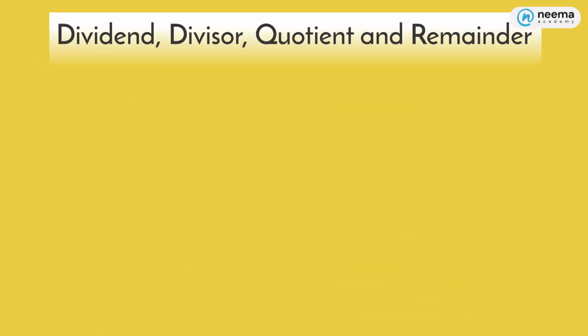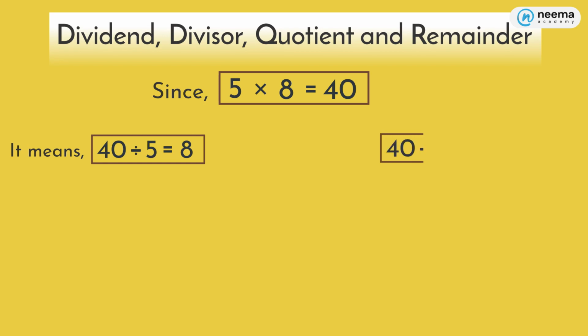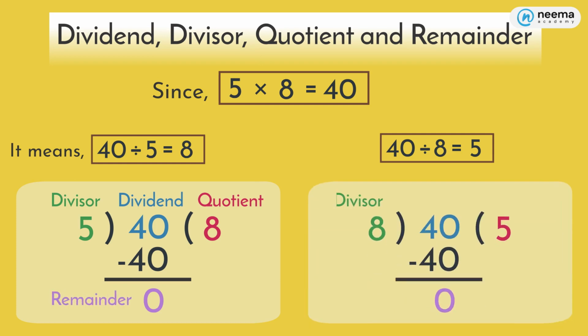Now, let's talk about dividend, divisor, quotient, and remainder. Since 5 times 8 equals 40, it means 40 divided by 5 equals 8, and 40 divided by 8 equals 5. And in the process, here 5 is the divisor, 40 is the dividend, 8 is the quotient, and 0 is the remainder. Similarly, here 8 is the divisor, 40 is the dividend, 5 is the quotient, and 0 is the remainder.